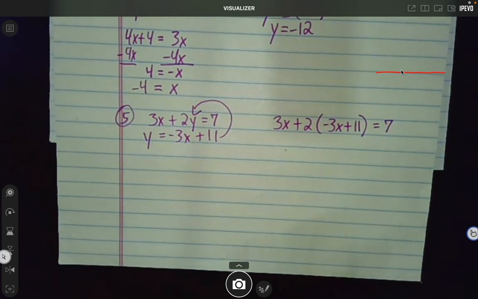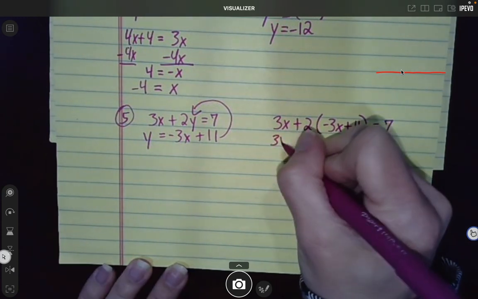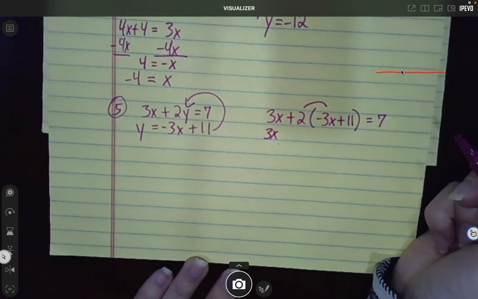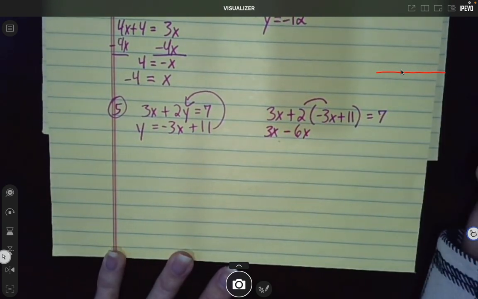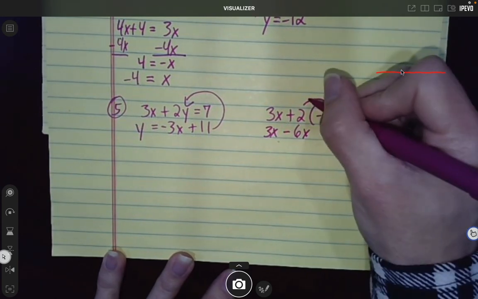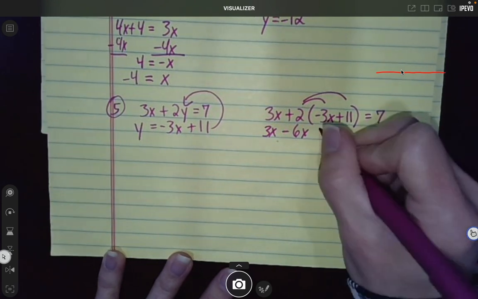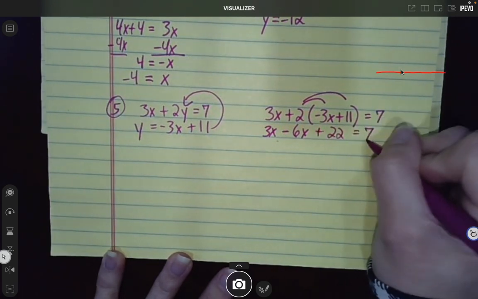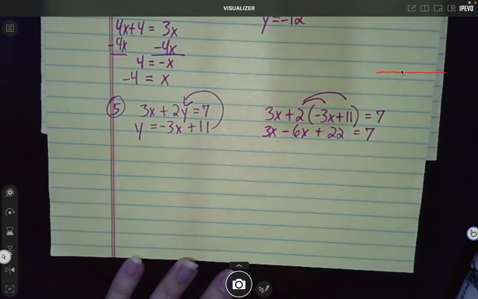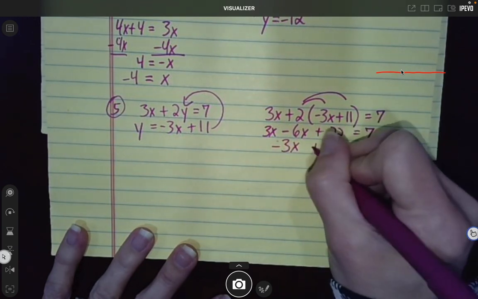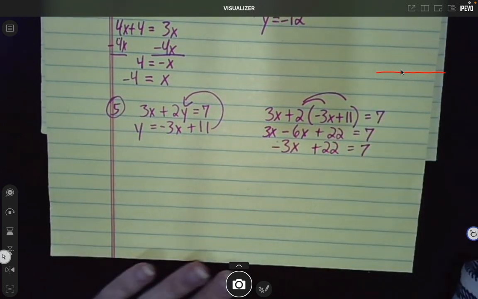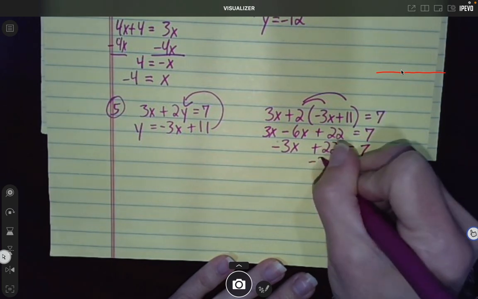Now let me actually do that. Let me multiply it by 2. So 3x, what's 2 times negative 3x? Negative 6x. I swear we've done this problem like 5 times. We've done this problem every day for the past 2 weeks. Yeah. And then what's 2 times 11? 22. Then what am I going to do? You do 3x minus 6x. Yeah, what is 3x minus 6x? It's negative 3x. Then what? You subtract 22.